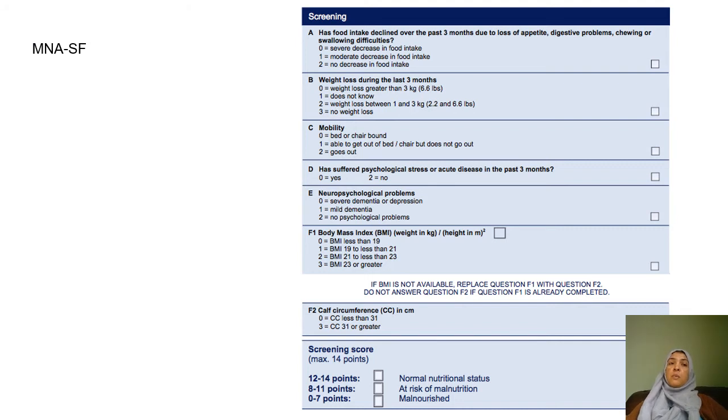This is an example of a mini nutrition assessment short form. It comprises 6 questions, but they give us a quick evaluation of a patient's nutritional status. Like the first one is: has the food intake declined over the past 3 months due to poor appetite, digestive problem, chewing or swallowing difficulty? And each question is converted into a scale.